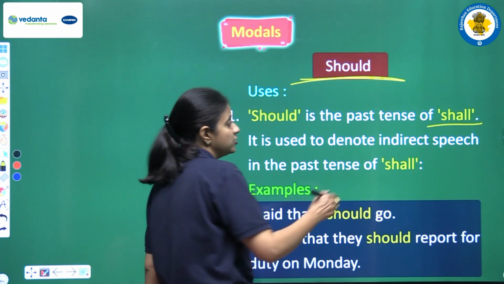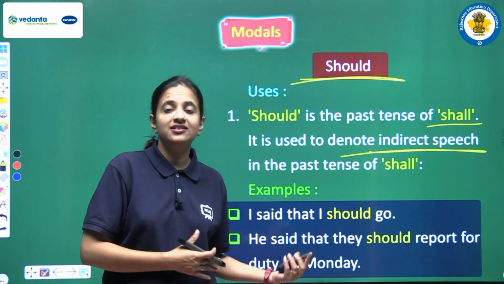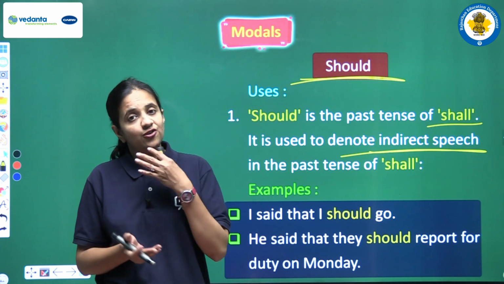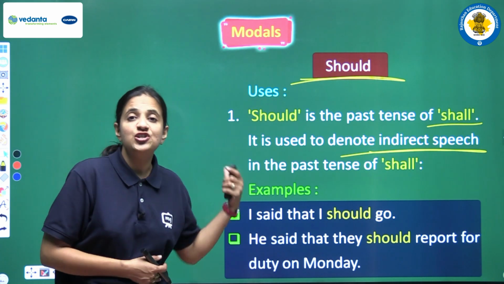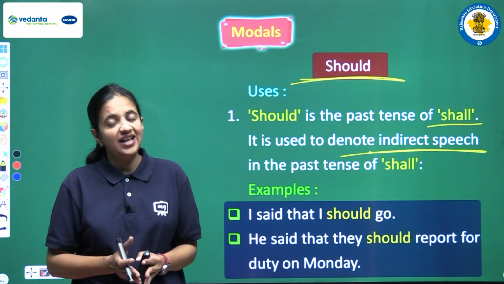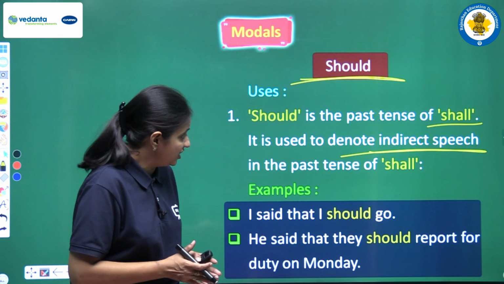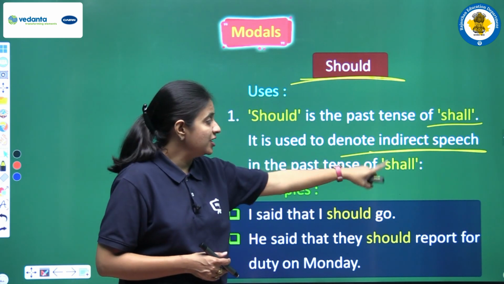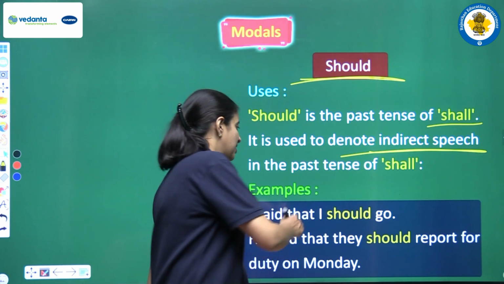When we read the topic direct and indirect speech, we will study this in detail there. But for right now, just notice this thing, that should is the past form of shall and it is used when we are writing indirect speech. Okay, so when we use indirect speech, then to write the past form of shall we always use should, right? So let's see some examples of this.